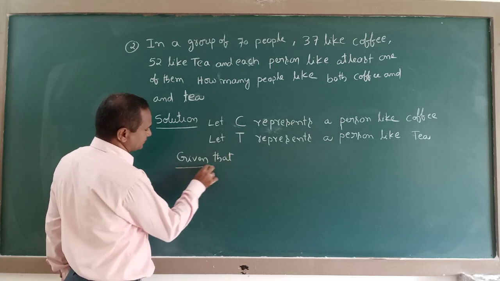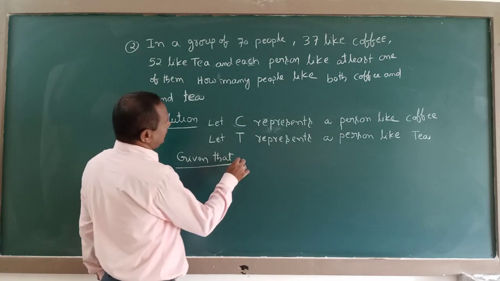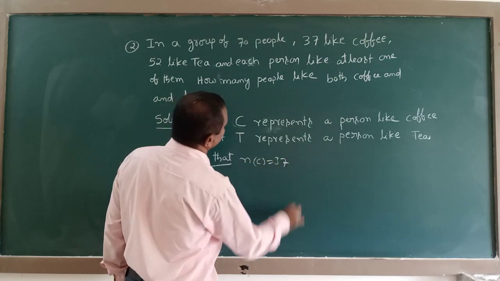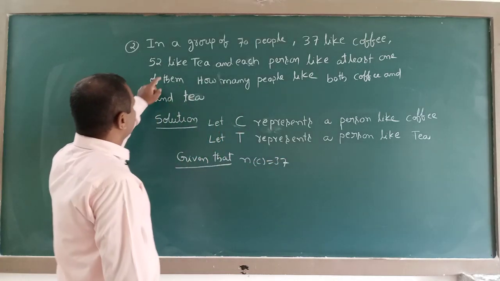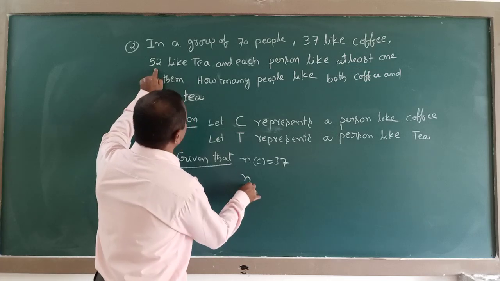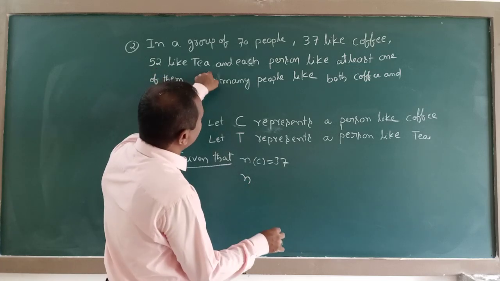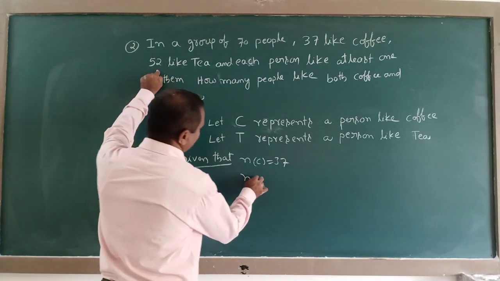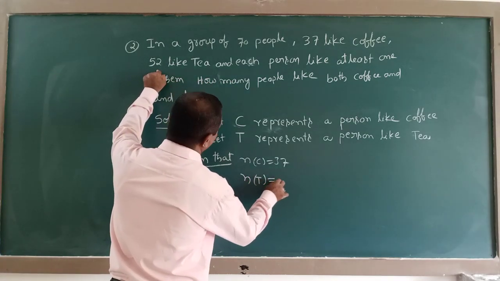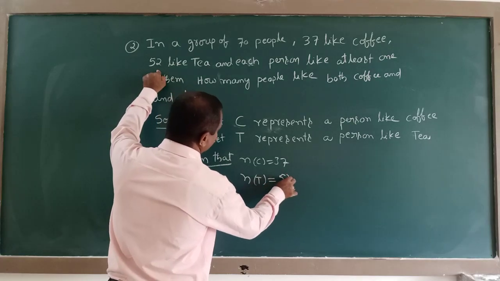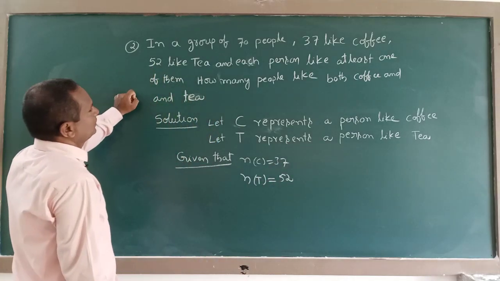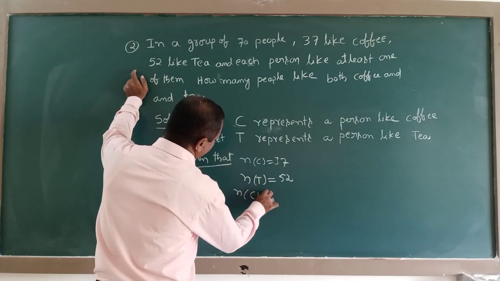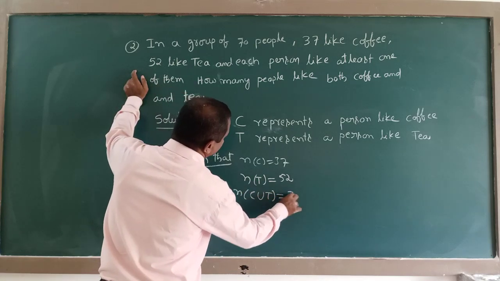Given that n of C is equal to 37, n of T is equal to 52, 52 like tea, and each person likes at least one of them. And n of C union T, the total number, is equal to 70.